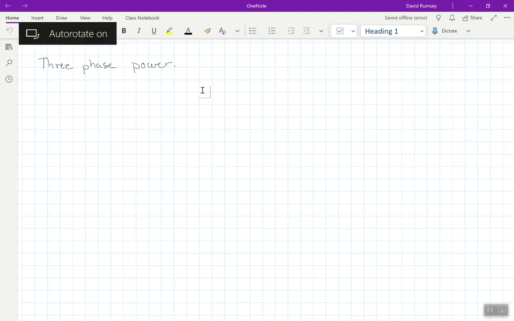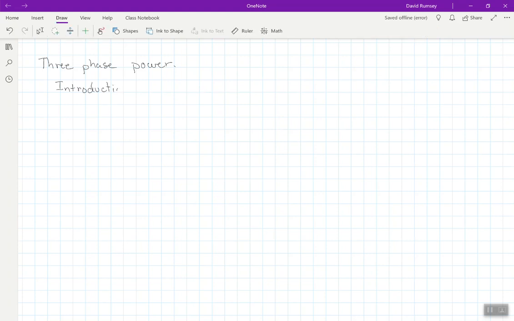Okay, so the main focus of this module is actually going to be three-phase power. We're actually going to talk about something a little bit before three-phase power, but in this video here, I'd like to just create an introduction to three-phase power. There should also be another video posted with a brief explanation of how three-phase power is even generated and why we're even interested in three-phase power.